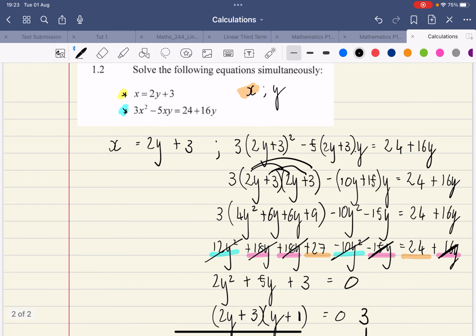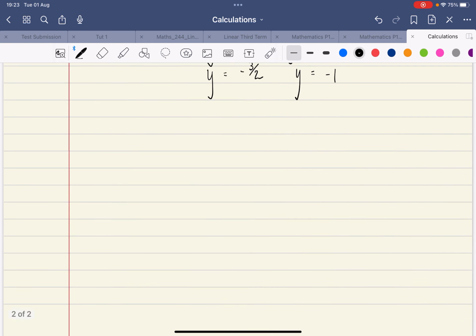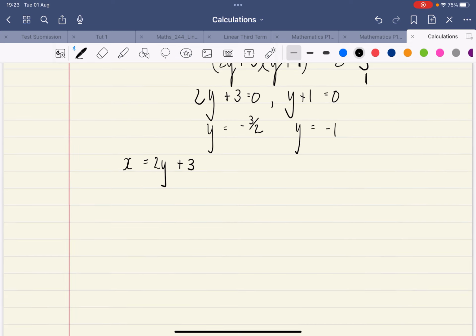And our original equation for x was x equals 2y plus 3. So let's sub in y. x equals 2 times minus 3 over 2 plus 3. And that will give us x equal to 0. And then for the other equation, x equals 2 times minus 1 plus 3, and that will give us 1.